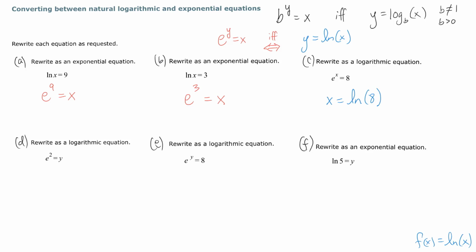Rewrite as the logarithmic equation for part D. So the thing I remember is if you want to switch to logarithmic equations, you actually start with the exponent. So 2 is equal to what? The natural log of y. It's the only thing left.